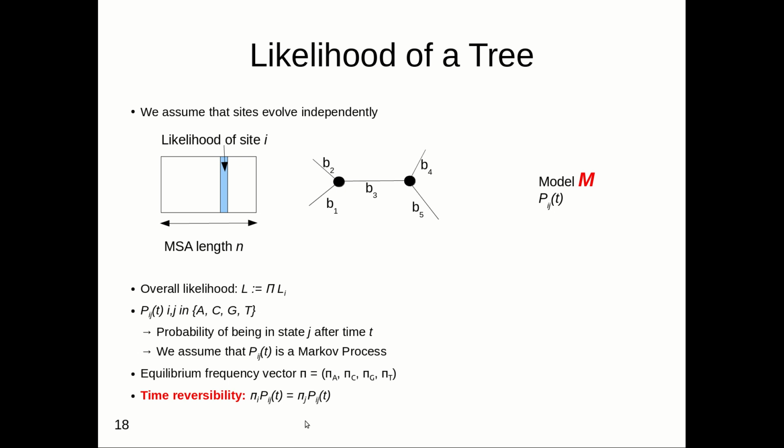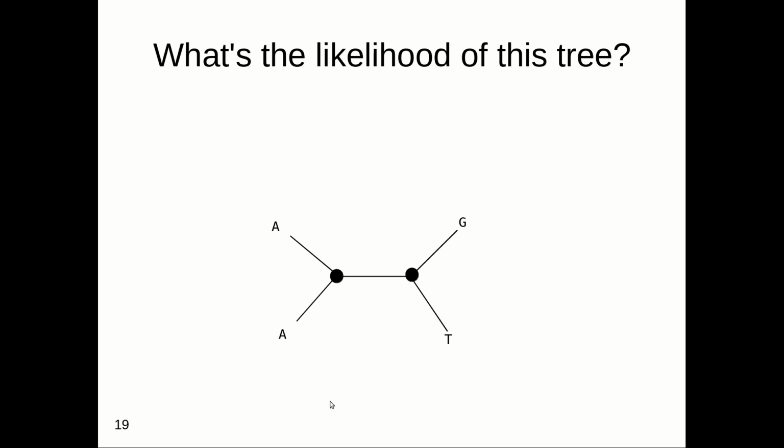And this boils down to the following equation that must hold. The prior probability, or the equilibrium frequency of I, multiplied with the transition probability of going from I to J within time t, must equal the stationary frequency of state J multiplied, and here there's an error in the slide, with the transition probability for going from J to I in the same time t. So the two indices here should actually be flipped. Okay, so here's the question, given those preliminaries: what is the likelihood of this tree?